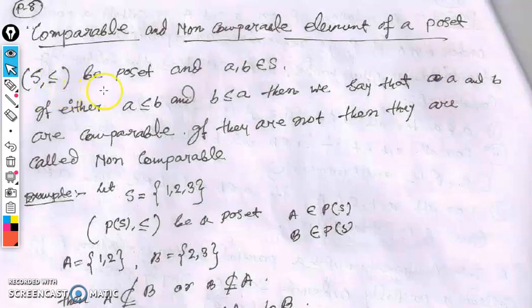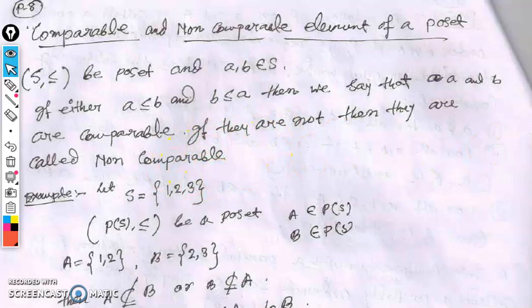Let S with lesser equals to be a Poset and a, b be any two elements belonging to S. If either a lesser equals to b or b lesser equals to a, then we say that a and b are comparable. If they are not, then we call them non-comparable.